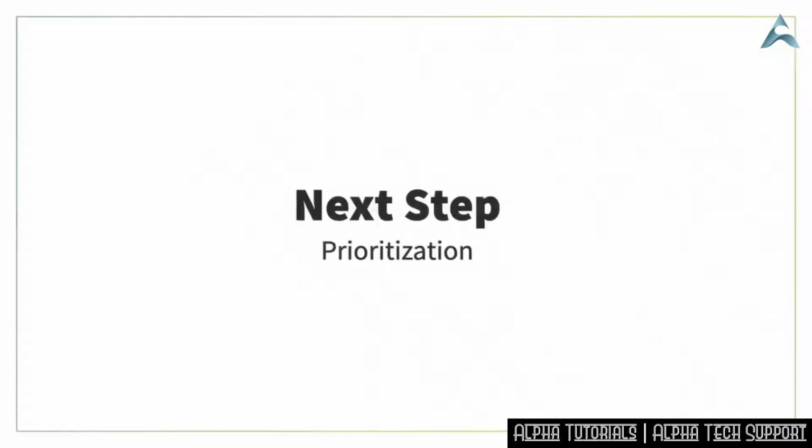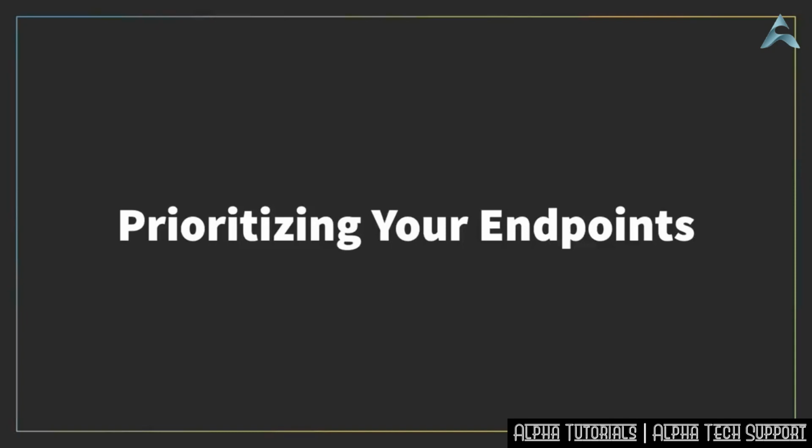Now that we know our URLs, the most common and important requests, and the structure and the contents of the payload, we can move on to the next step, prioritization. Now that you've collected your endpoints, you're probably overwhelmed.